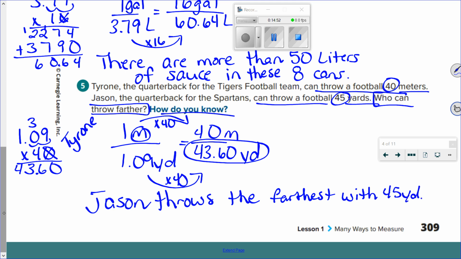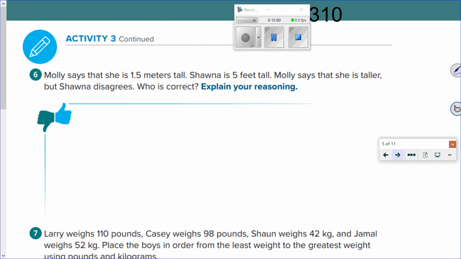Any questions about how we did that one and how we decided what went where? All right, let's look at the next page. This one is very similar. It says Molly says that she is 1.5 meters or 1 5/10 meters tall. Shauna is 5 feet tall. Molly says she is taller, but Shauna disagrees. Who is correct? And explain your reasoning. So you're going to work it out the exact same way and use your conversions from the page before and decide who is correct and who is not, and then we will come back in about 5 minutes and discuss. Go for it.